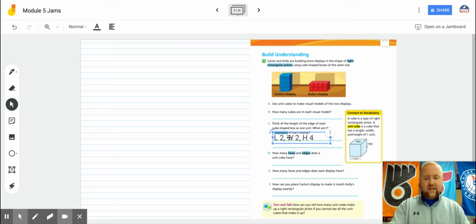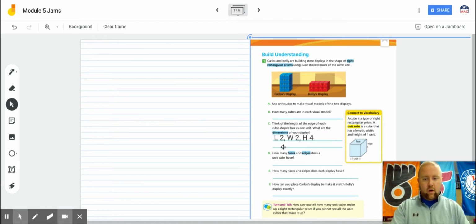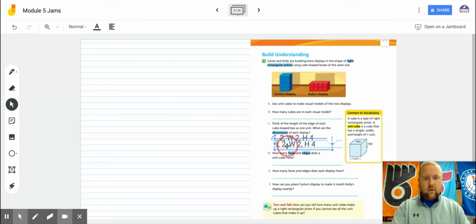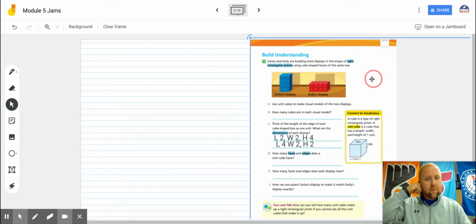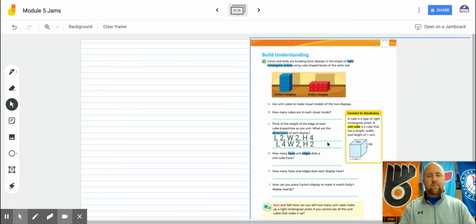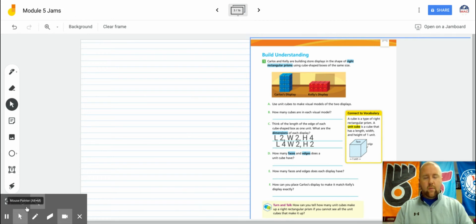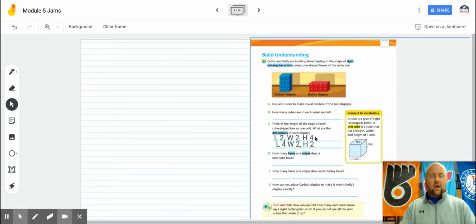Now, if I had to do the same for Kelly's display, I'm looking at her length here, and I'm saying, well, her length is 1, 2, 3, 4 boxes. Her width is 2 boxes, but then the height is only 2 boxes there. So that kind of gives both of Carlos's and Kelly's displays dimensions, right? So when we talk about their dimensions, we have the same numbers. It's just organized in a different way.